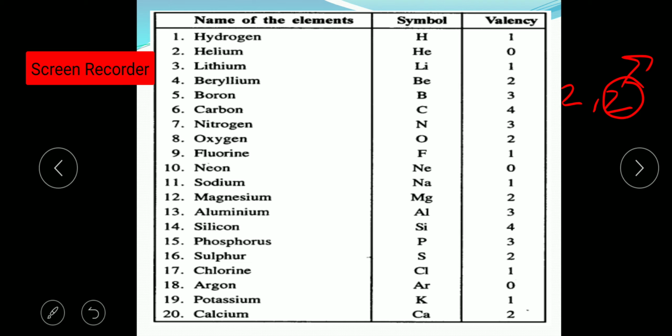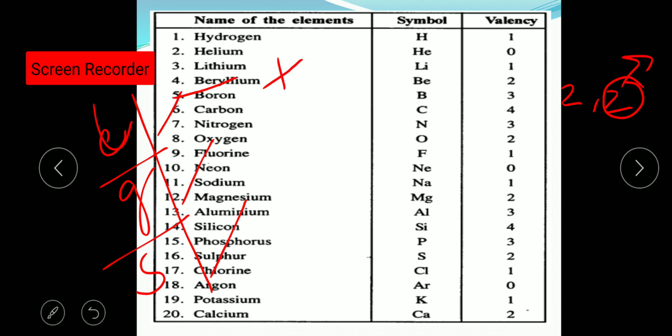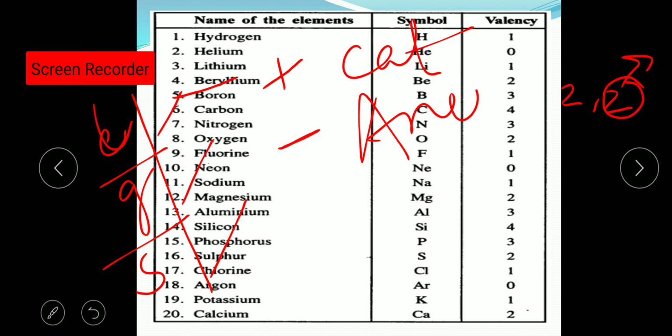Now you know the elements are either losing electrons or gaining electrons or sharing electrons. What is the reason behind it? When the elements are losing electrons, they will get a positive charge and they will form a cation. When the elements are gaining electrons, they will get a negative charge and it will be known as an anion. And the elements which share electrons may get a positive or negative charge.